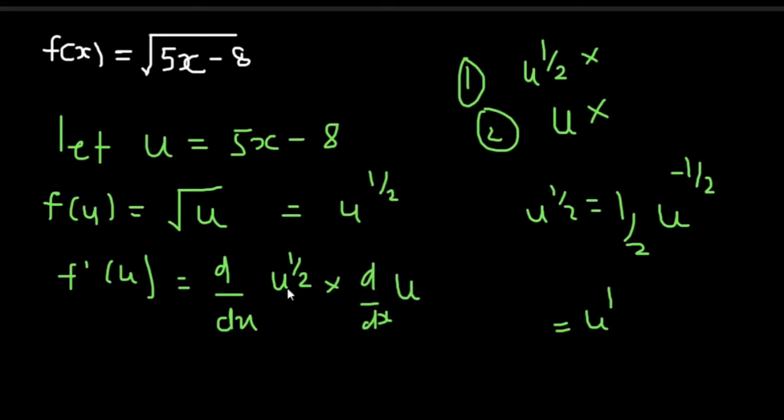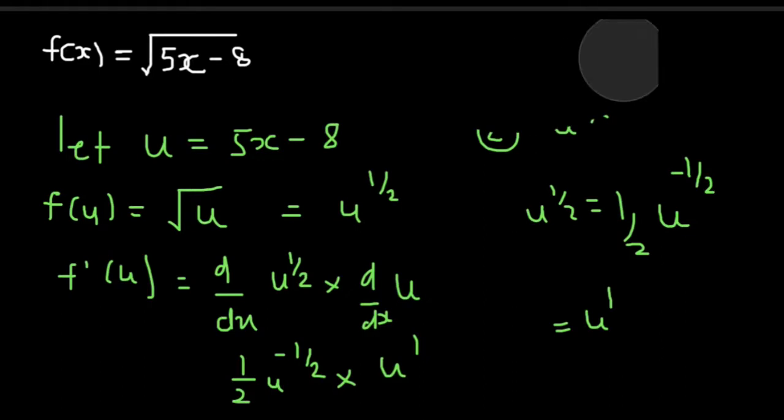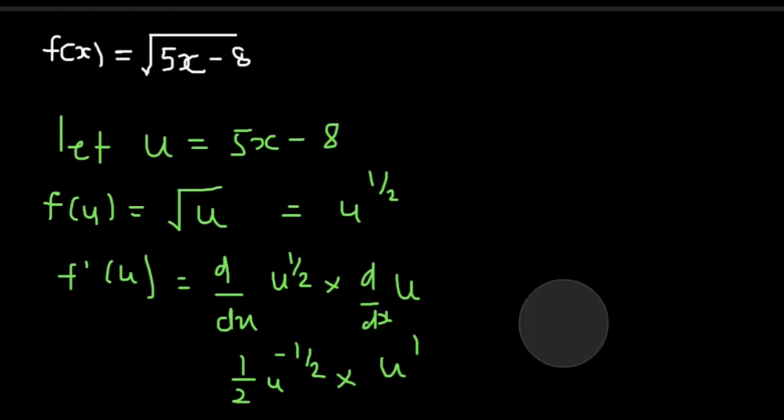So you are going to find for this value. When you found d over du of u to the power half, you got 1 over 2 u to the power minus half, times u prime. Now what you don't know here is the u prime. So how are you going to find it?